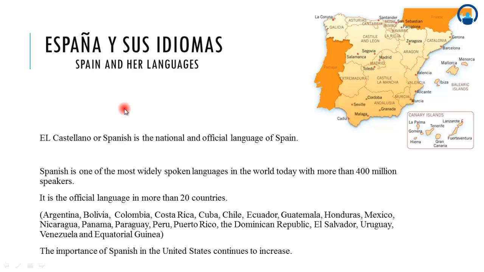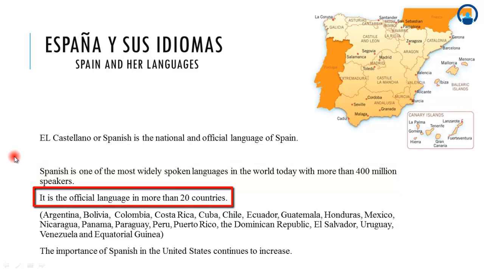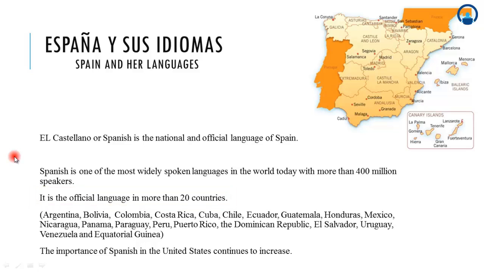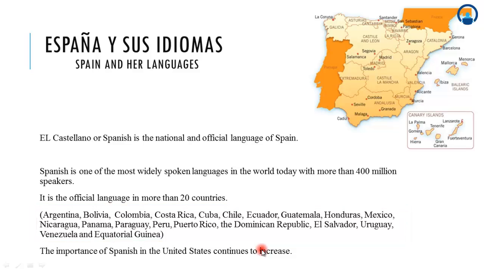Spanish is one of the most widely spoken languages in the world today, with more than 400 million speakers. It is the official language in more than 20 countries, and it is also one of the 6 official languages in the UN. Now these are the countries where Spanish is an official language. Plus, the importance of Spanish in the United States continues to increase. By now, you must be feeling good that the language we are going to learn is so widely spoken and used. Along with being such a famous language, Spanish is also an attractive and beautiful language.